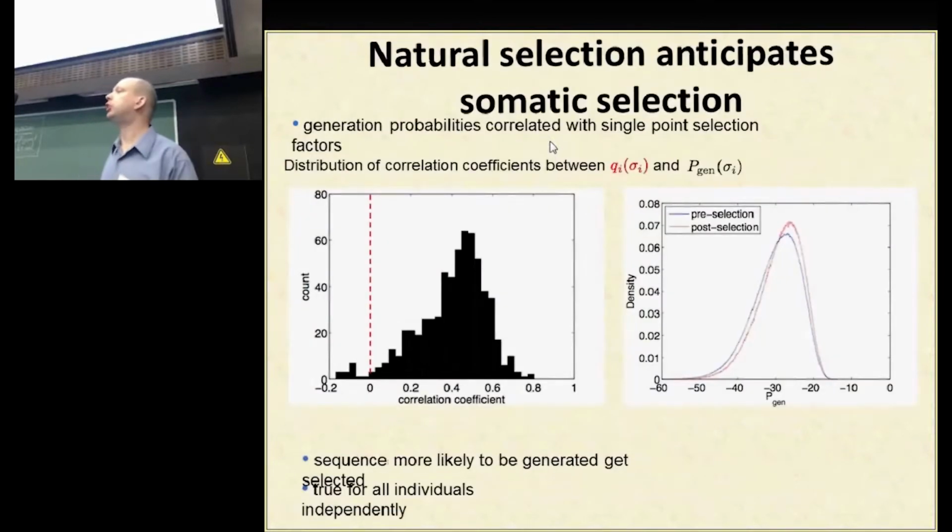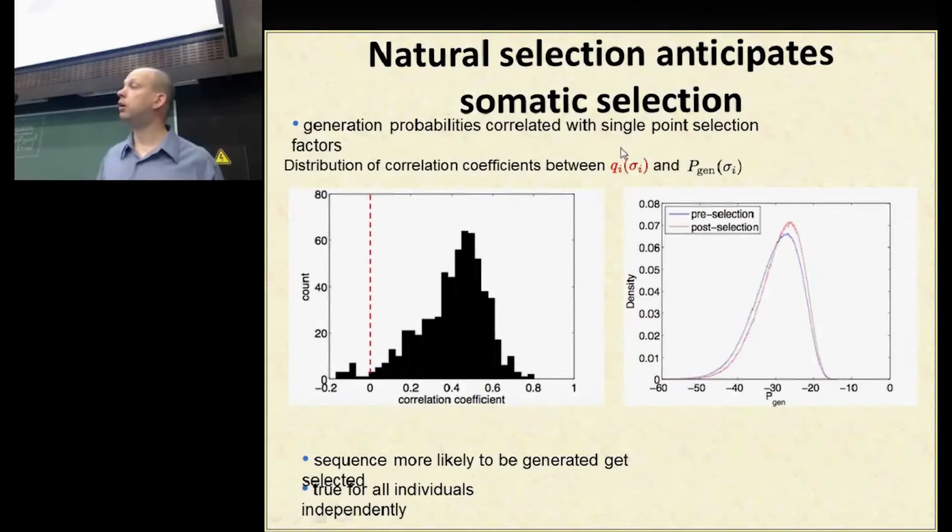We like to say that natural selection anticipates somatic selection. So it kind of makes sense. You can see it here in the plots for the distribution of the probability of generation. Again, before selection, it's the blue plot. After selection, the red plot. It shifted to the right. This is a logarithmic plot, so it's actually quite a shift. So basically, we see more probable sequences after selection.